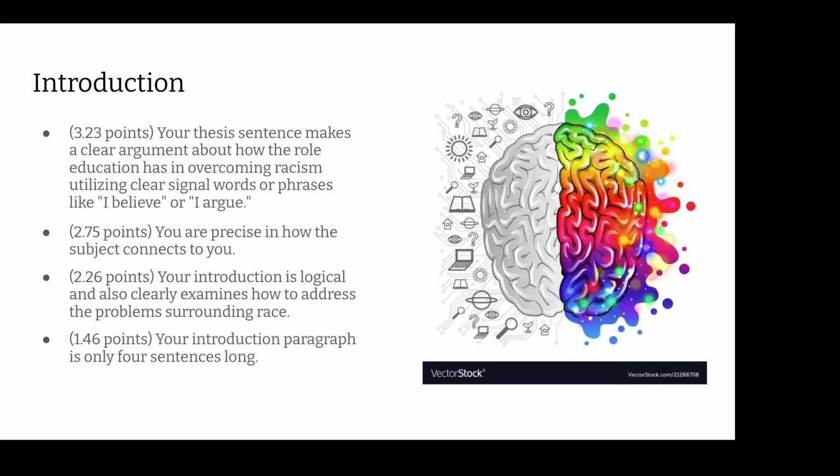Now, in the introduction, the most important thing is your third sentence, which is the thesis sentence. Your thesis sentence makes a clear argument about the role education has in overcoming racism, utilizing clear signal words or phrases like I believe or I argue. I really want you to use those clear signal words, so be specific in stating that you believe or that you argue, or a phrase like that. Next, you have to be precise in how the subject connects to you, and your introduction has to be logical and clearly examine how to address the problems surrounding race. Last, your introduction paragraph is only 4 sentences long.